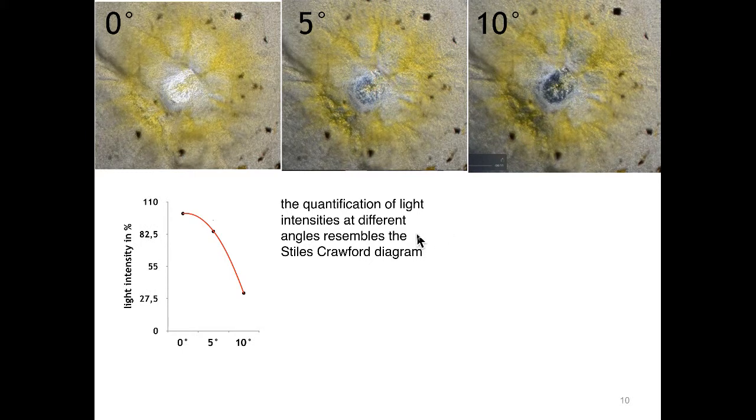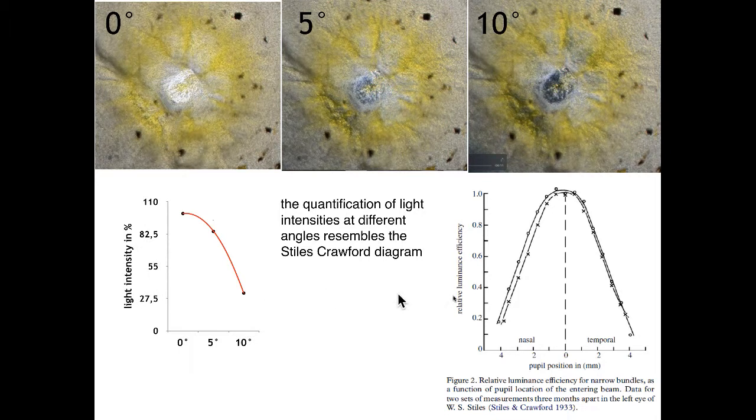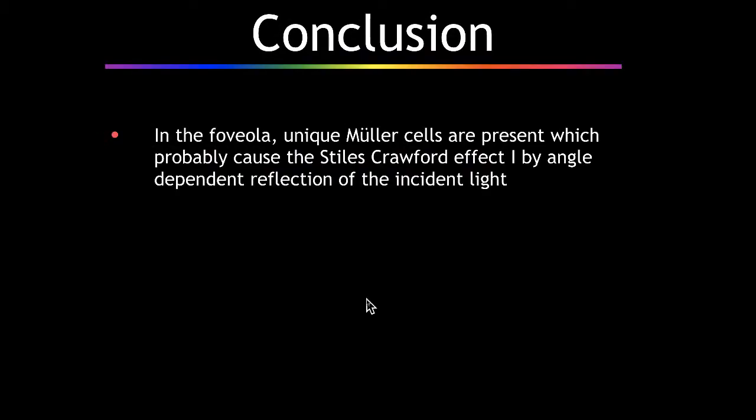And we also quantified the intensity of the light reflection at 0, 5 or 10 degrees, and we found an intensity curve which was very similar to that measured by Stiles-Crawford in 1933. In conclusion, in the foveola, unique Müller cells are present, which probably cause the Stiles-Crawford effect number 1 by angle-dependent reflection of the incident light.